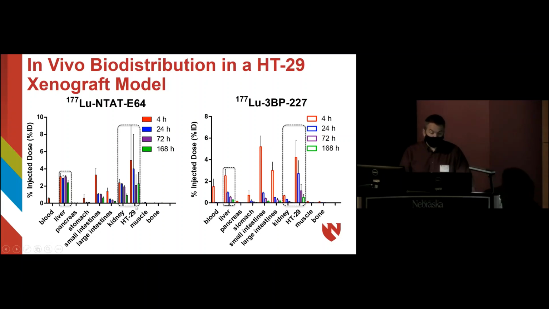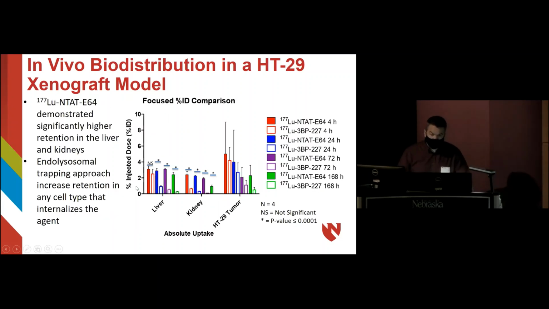So just looking at the blood, the muscle, and the bone, both of these agents clear effectively from those tissues. You do see uptake in the small intestines for both constructs, and that's because the intestines are NTSR1 expressing, but you also see a relatively rapid clearance over the 1 week that we take a look at them. But the highest uptake and, for the INTAT, retention you see is for the liver, the kidney, and the HT29 tumors, and so I'll focus on that.